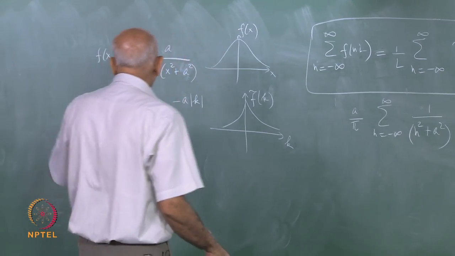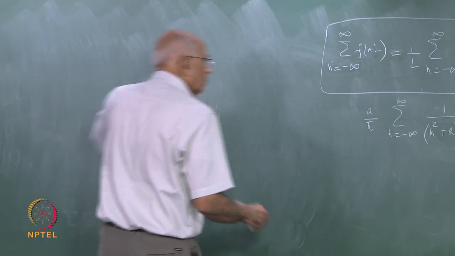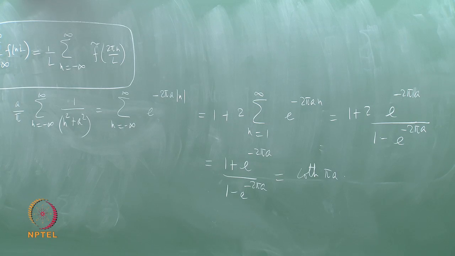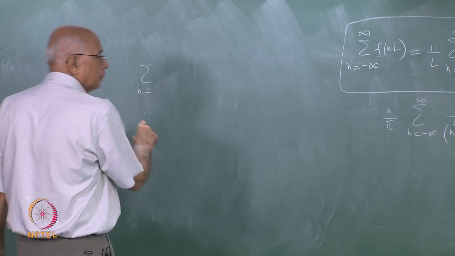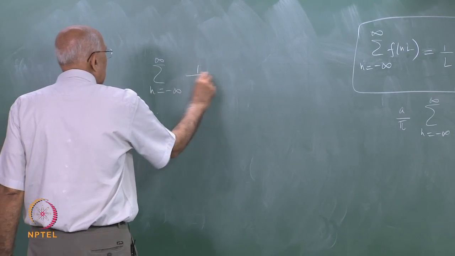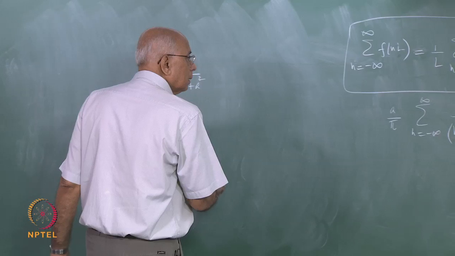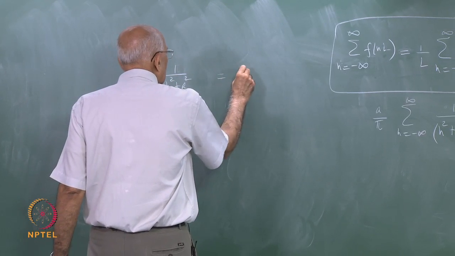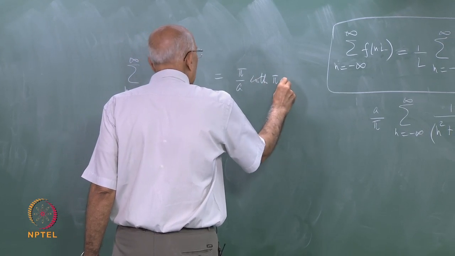So we are back to this result we already know, which essentially says that the summation n equal to minus infinity to infinity of 1 over n squared plus a squared is equal to pi over a coth pi a.